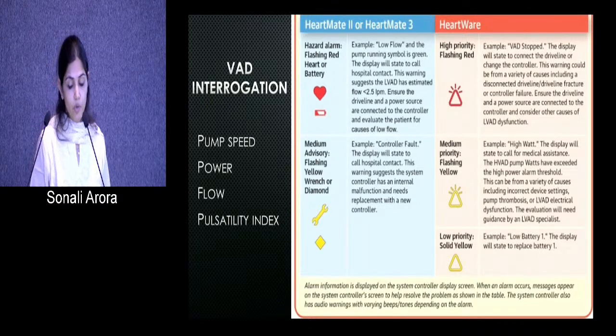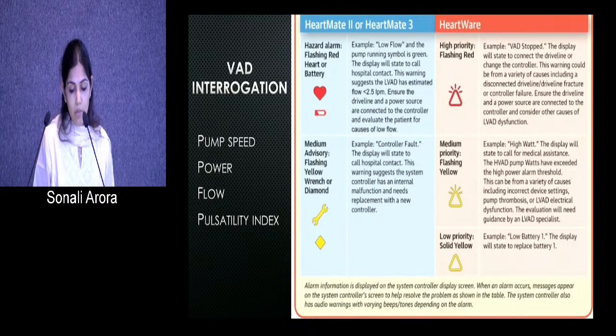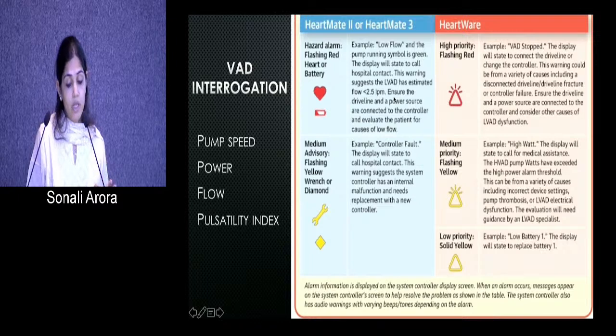So these are the few differential diagnoses. You will have mainly two kinds of alarms. Hardware I will not be talking about because this is not even available now, but HeartMate 2 or 3, a hazard alarm, which is the flashing red heart alarm, or the advisory flashing yellow wrench or diamond alarm. Most of the time the red is the most serious alarm, and that will actually state to call the hospital VAD coordinator or your implanting team.